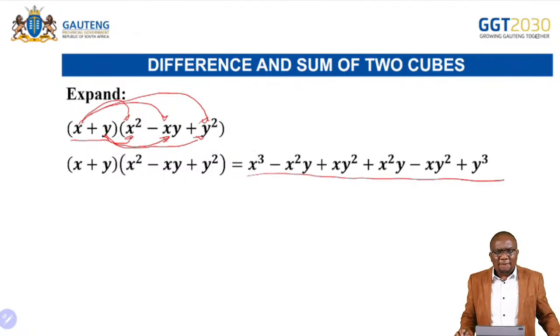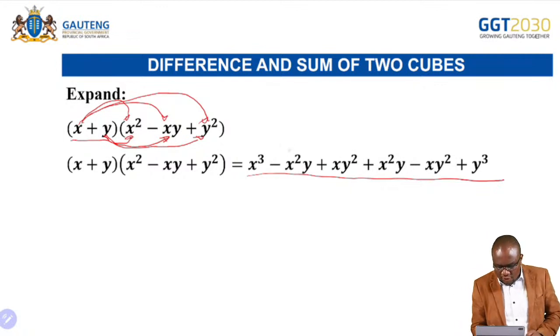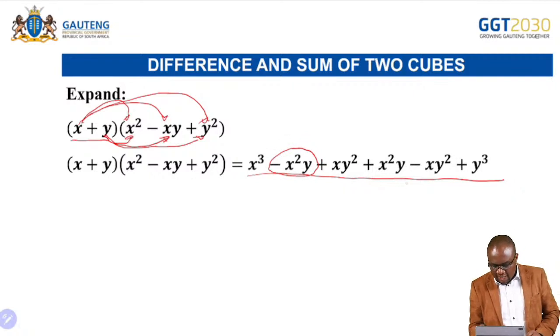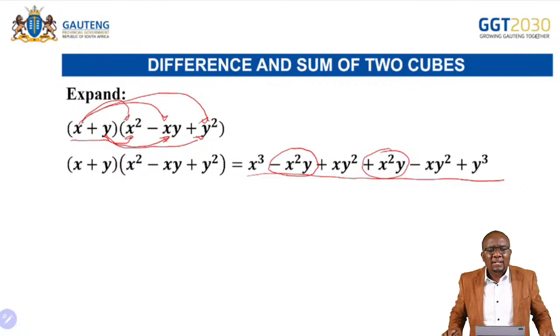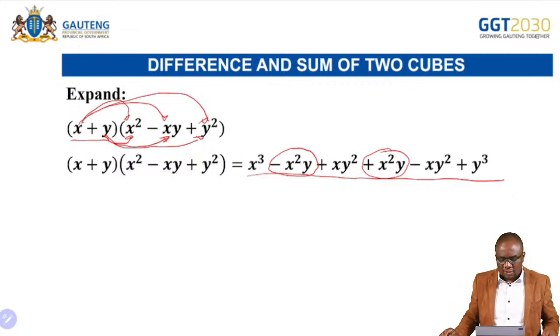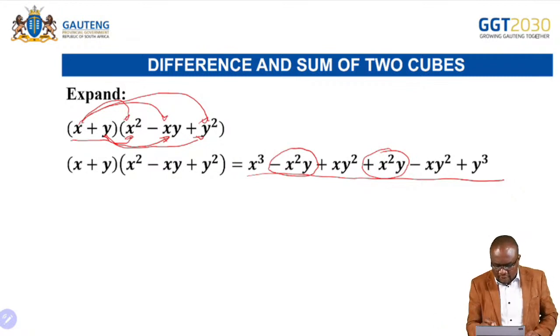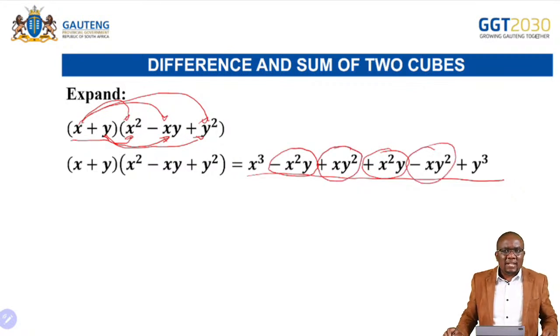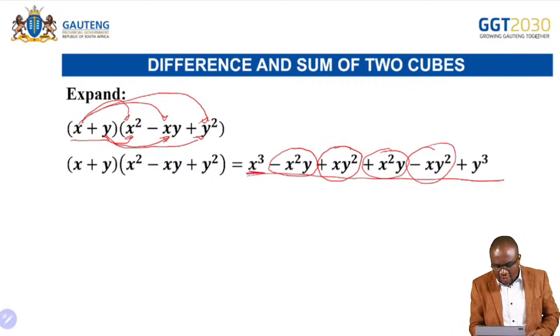Okay. Do we have any like terms here? Yes, we have. Negative x squared y plus x squared y. What do we get? Zero. It disappears. Plus xy squared minus xy squared. What do you get? Zero. It disappears. What do you remain with? X cubed plus y cubed.